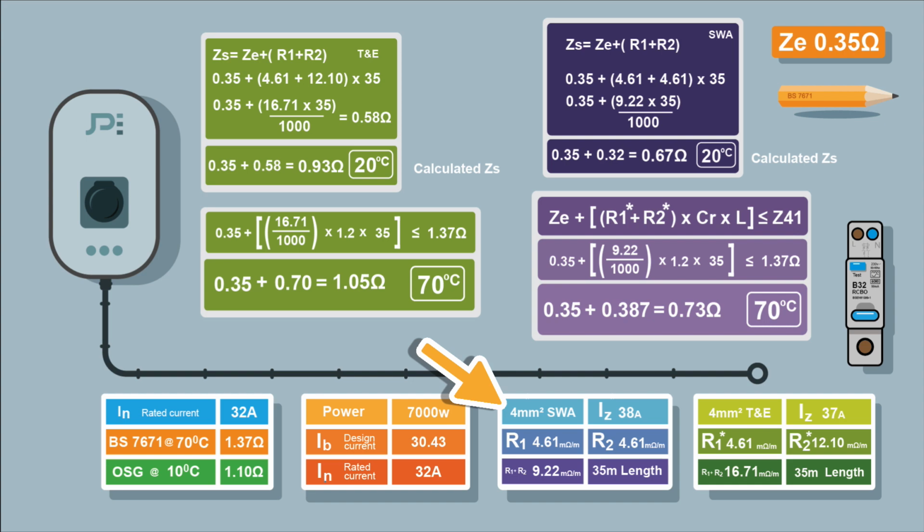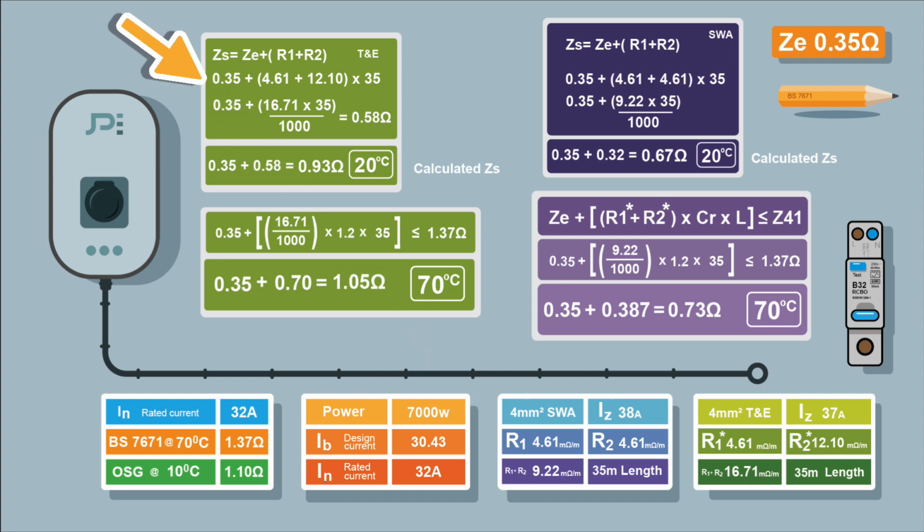In SWA, the CPC, the R2, is the same cross-sectional area as the R1, your line. You'll notice when we get to the final values, that having the same size cross-sectional area CPC as a line conductor will obviously give you a lower ZS value. So let's have a quick talk through it.